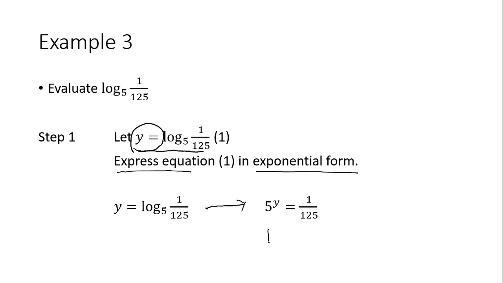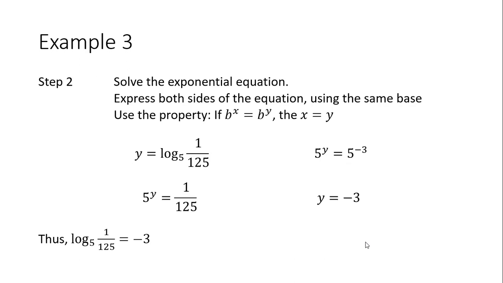So same pa din naman po. B raised to y is equal to x. So y is equal to the logarithm of x to the base of b. So ang b natin is 5. So ito po siya. The exponent is still y. And then the x is 1 over 125. So the exponential form is 5 raised to y is equal to 1 over 125. Okay, that would be step number 1. Pag na-convert na natin siya, proceed to step number 2.